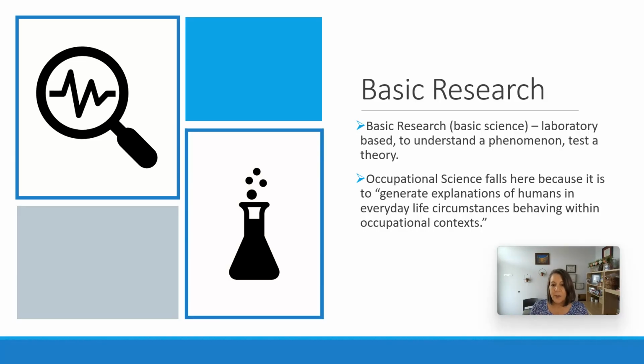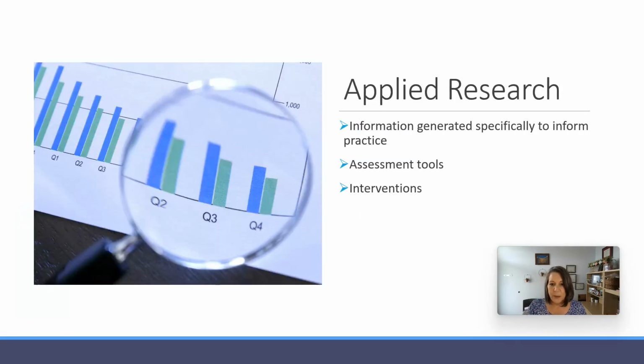Okay? Occupational science often falls here because it exists to generate explanations of human behavior in everyday life circumstances, behaving within occupational contexts. So it's a description, okay? Sometimes a description of how things get better for people. But usually it's under what we would call laboratory conditions. It's set up to be very specific. Now it could be clinical conditions, but it's definitely looking at how does this help them get better.